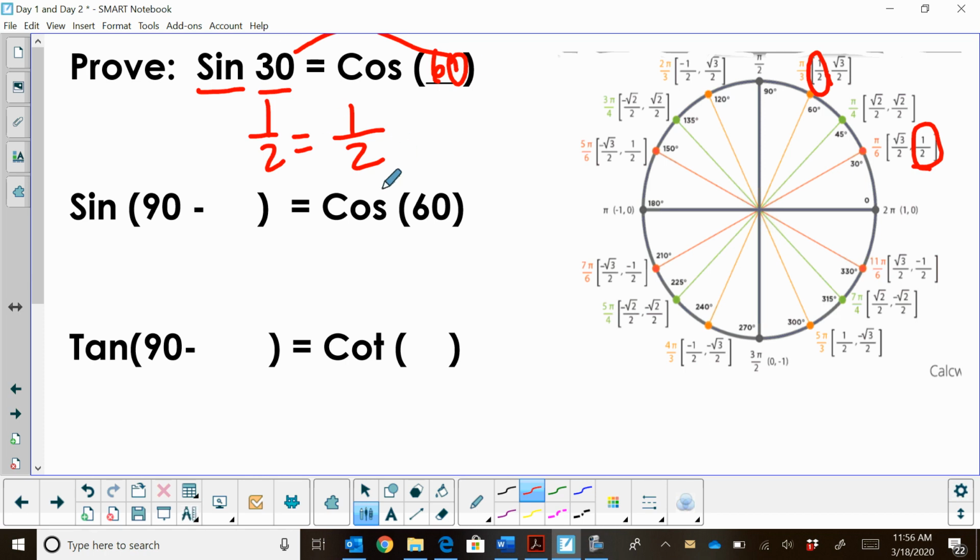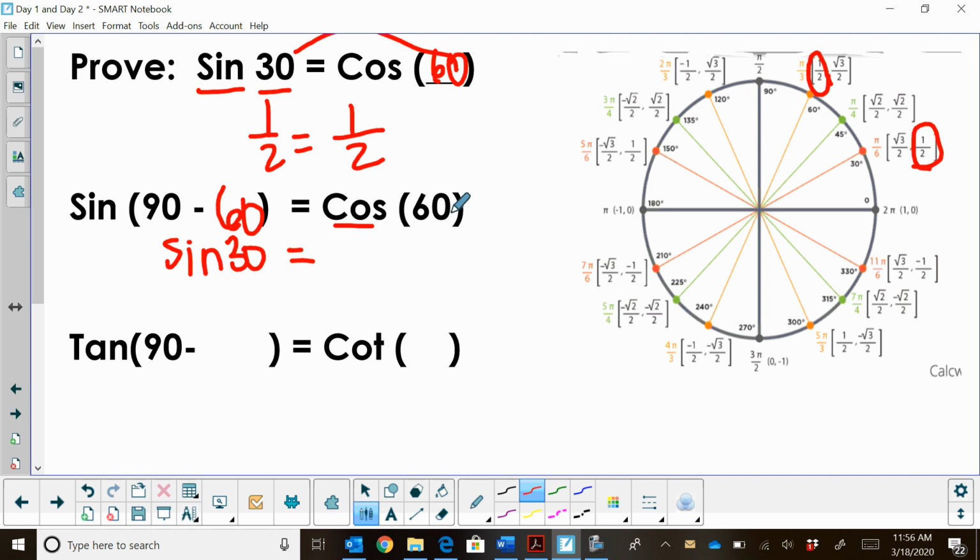They're complementary. So the sine of 90 minus 60 is equal to the cosine of 60, because that would be the sine of 30.